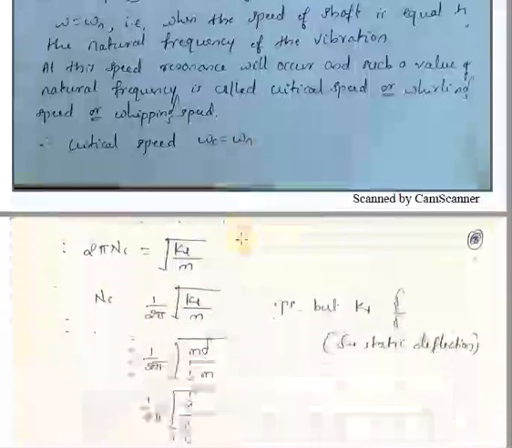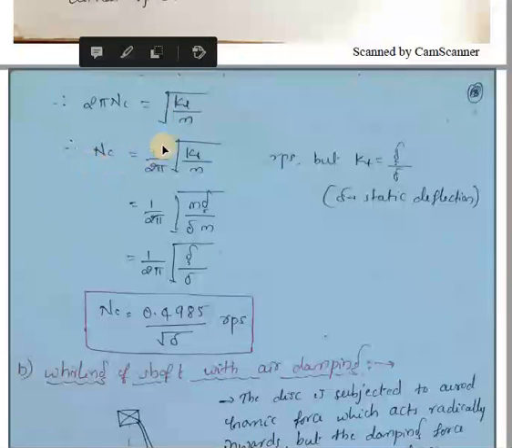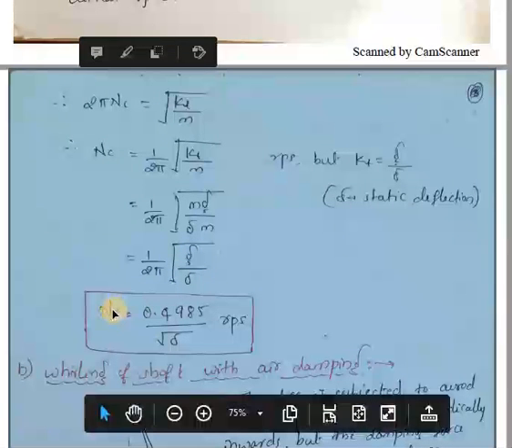So we know the equation for omega n and omega c. We can write omega c as 2 pi nc equal to root of Kt by m, where nc is 1 divided by 2 pi root of Kt by m. But this Kt is given by mg by delta, where delta is the static deflection. If you substitute that, you get 1 by 2 pi root of (mg by delta) divided by m, which turns into 1 by 2 pi root of g by delta. If you substitute g as 9.81, you will get nc as 0.4985 divided by root of delta rps.